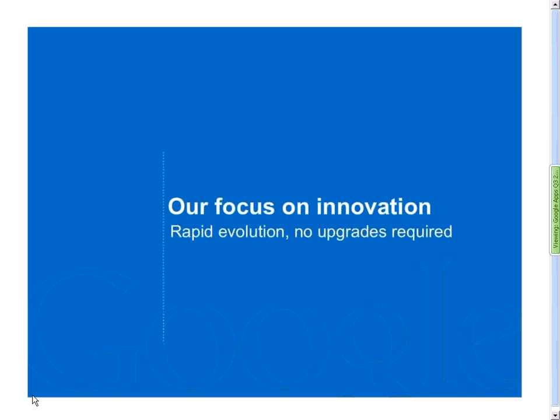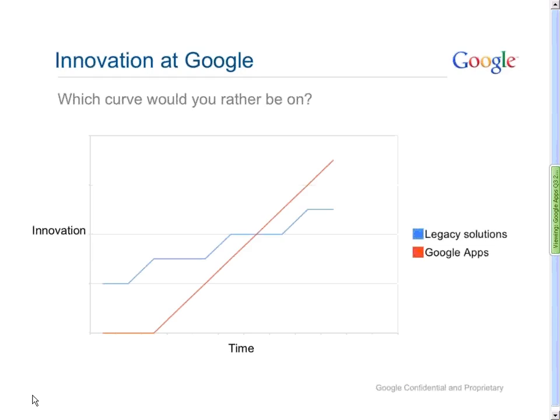Today, Google Apps Premier Edition is the most affordable way for organizations to deliver business-grade messaging and collaboration tools to their employees. But as other vendors reduce their prices, it's really Google's innovation advantage that will continue to set Google Apps apart. To illustrate this, we have these two curves, and I wanted to ask the question, which innovation curve would you rather be on?